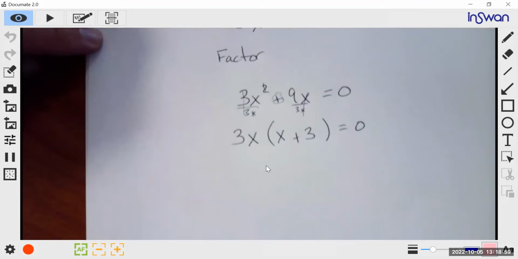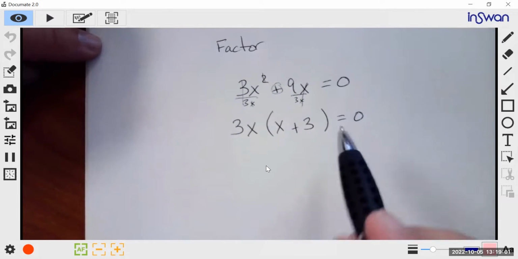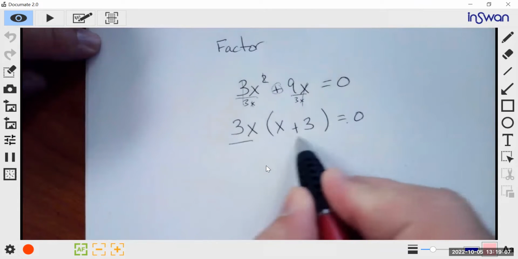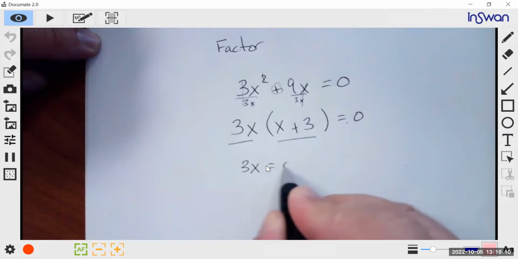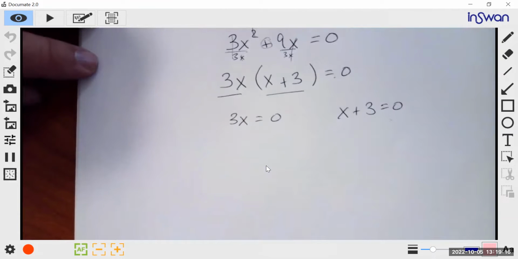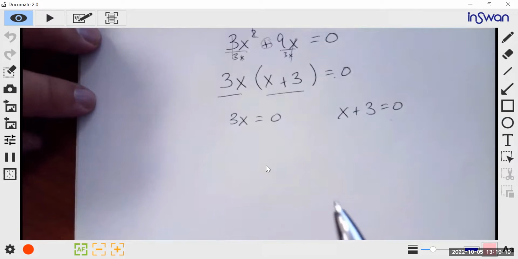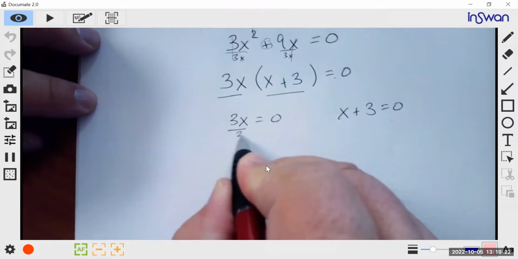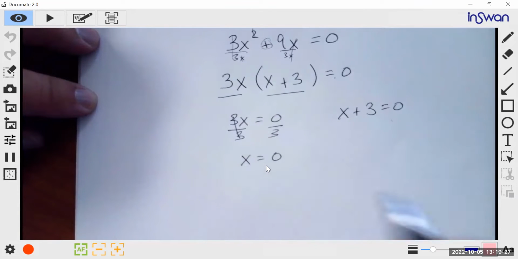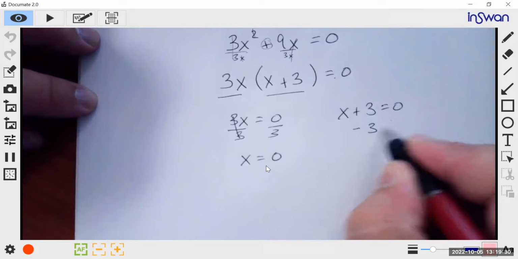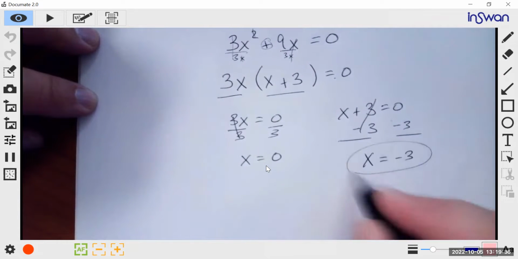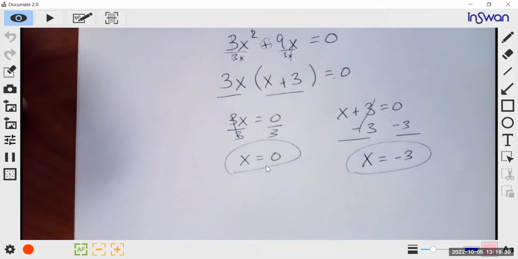Are we done? No. Whenever you have an equal sign and a variable, you're not done until that variable equals something. We have two equations. So we set them both equal to 0, and solve them both separately. Divide by 3. So I have x equals 0 divided by 3 is 0. And I subtract 3. X equals -3. Those are my answers. Those are my x-intercepts.